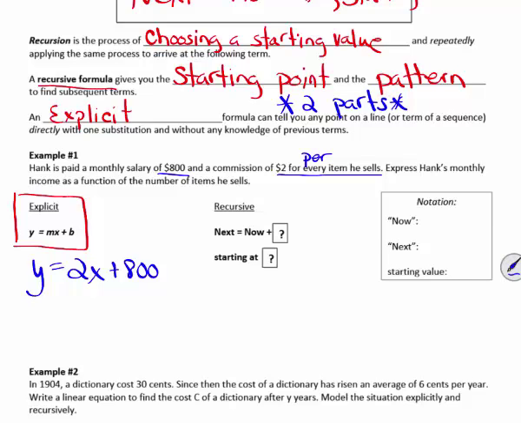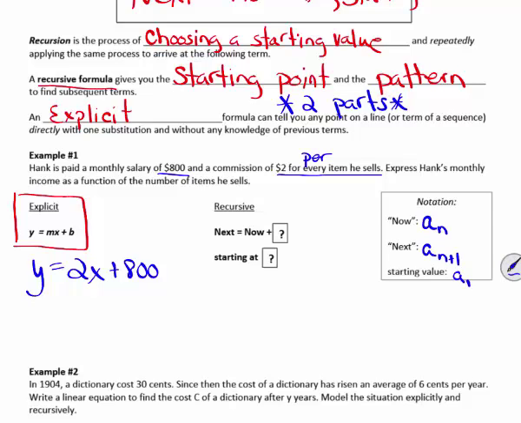Well, in this one, if I'm going to do a recursive, I need next equals now plus question mark, starting where? Well, they have some specific notations. The now is always called A of n. It's just telling you that it's a given value in a big list. Next is going to be A n plus 1. Starting value is called A1. And we'll talk about those in a second here.